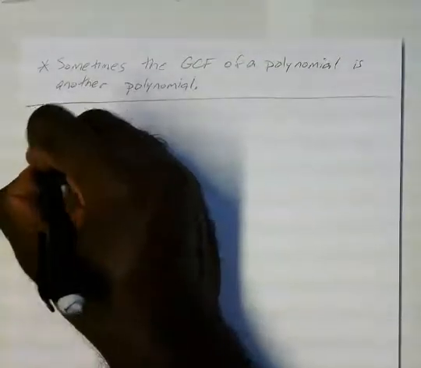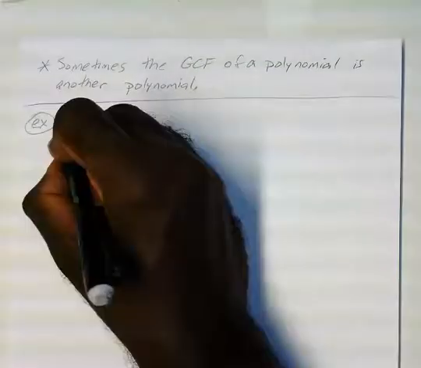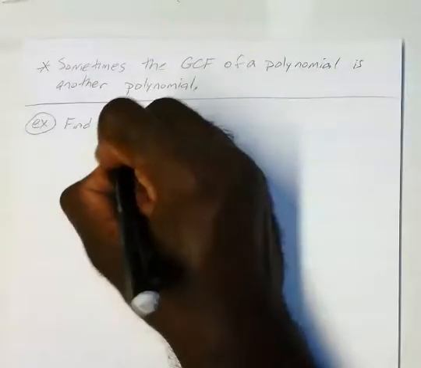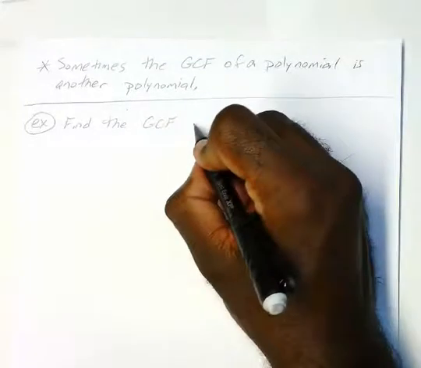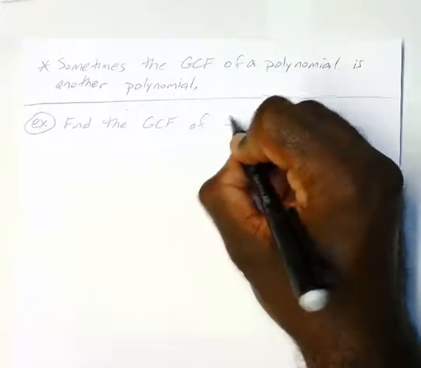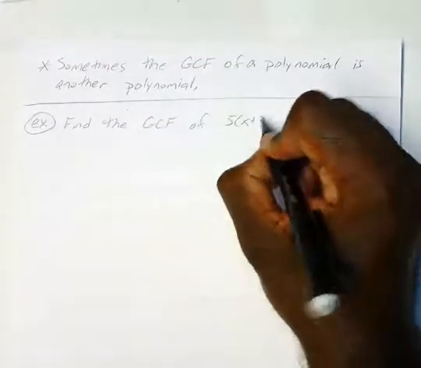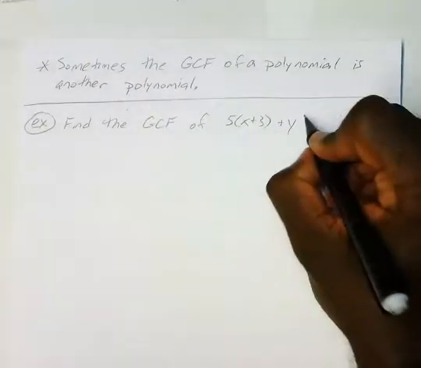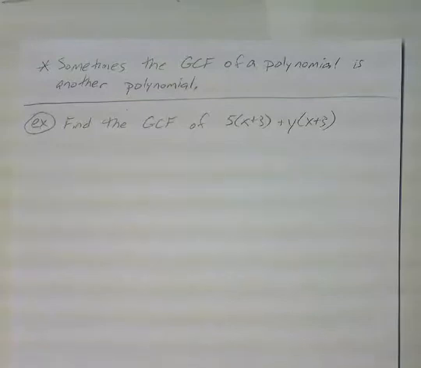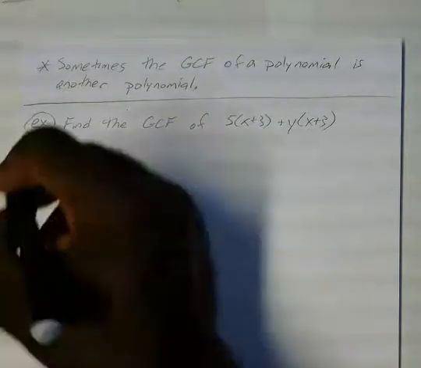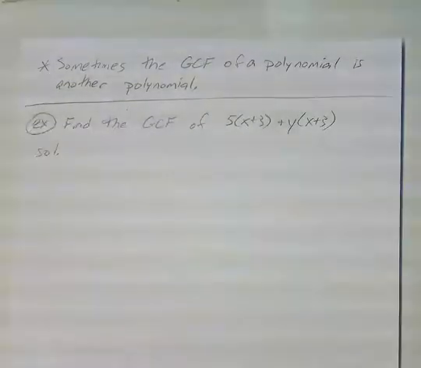So let's say, for example, you want to find the greatest common factor of the polynomial 5 times (x + 3) plus y times (x + 3). I'm going to show you the step-by-step way to find it, and then I'm going to show you the shortcut, which is really, really quick.